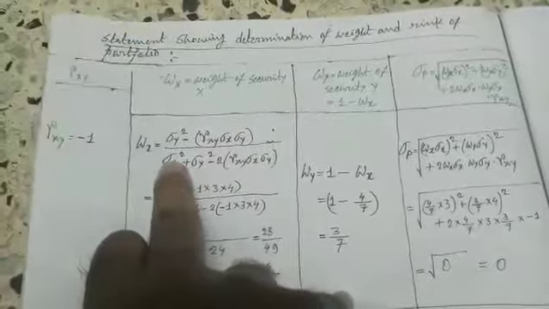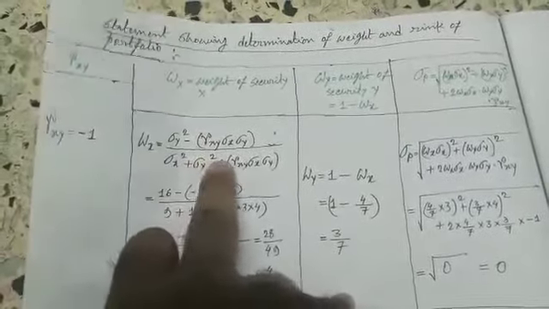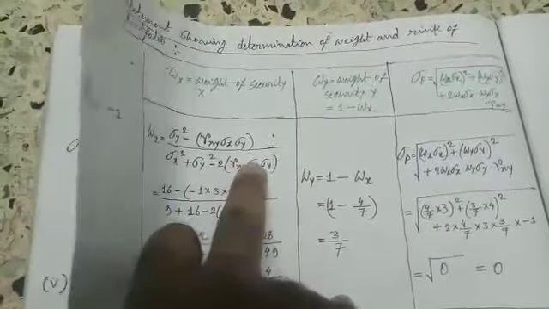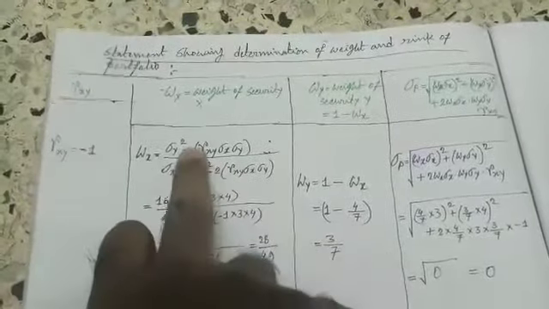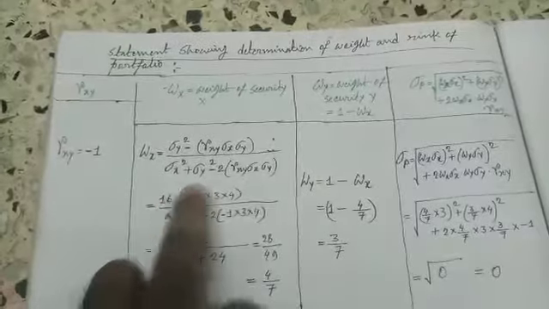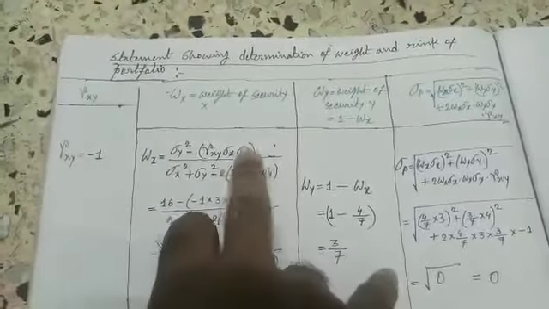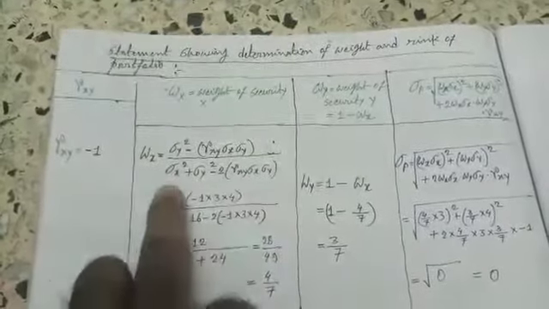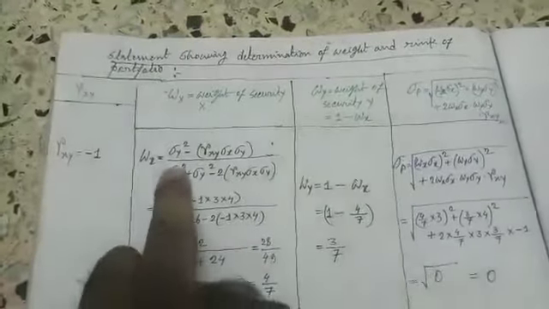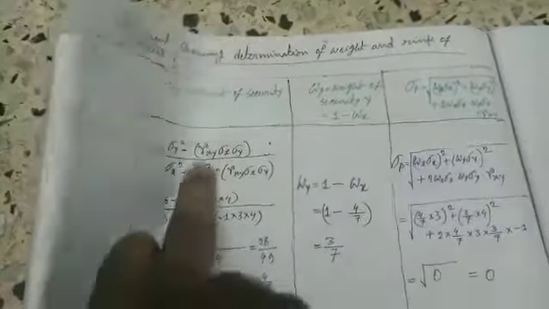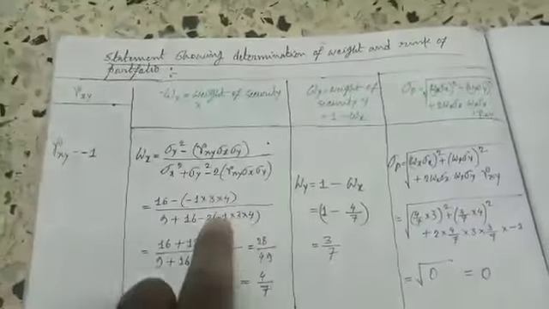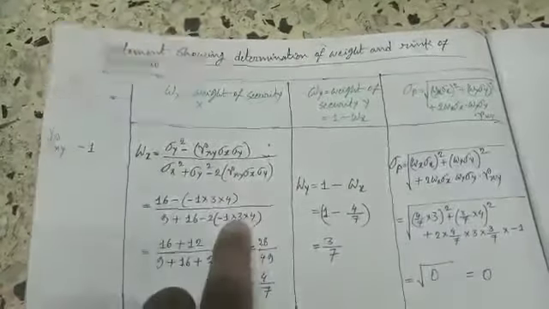In the denominator we have sigma x square plus sigma y square minus 2 into Rxy into sigma x into sigma y. Now, here these values are being given in the question. Here sigma y square is 16, Rxy equal to minus 1, sigma x and sigma y are 3 and 4, and in the denominator we have sigma x square equal to 9 plus sigma y square equal to 16 minus 2 into Rxy into sigma x into sigma y.